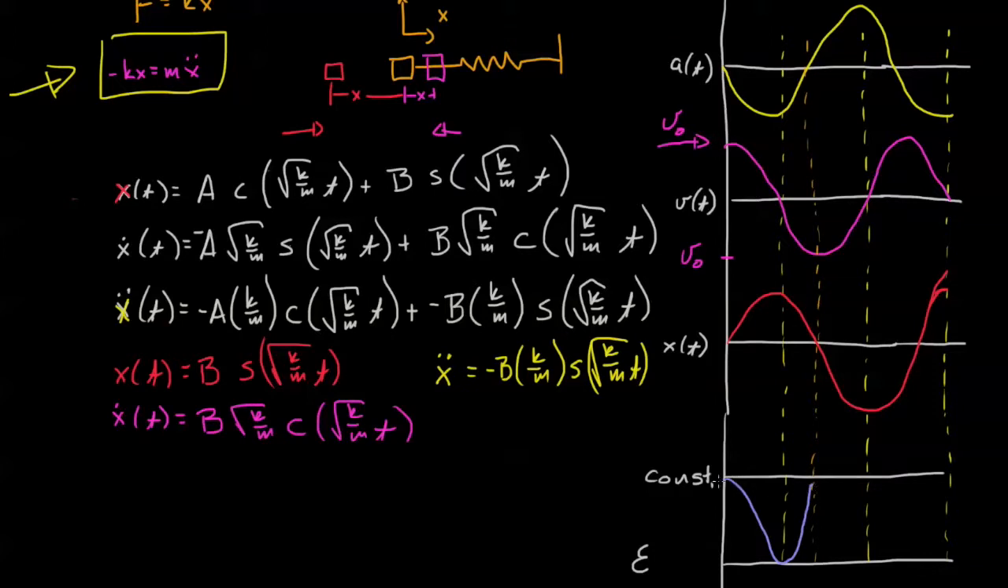We have a maximum kinetic energy right here because the velocity is at its maximum. It's going to come down and hit 0 right here because the velocity is 0. And then it's going to come back up here to its maximum and then back down to 0 when the velocity is 0. And finally, when we have a maximum velocity, here we go. So the total energy is constant.